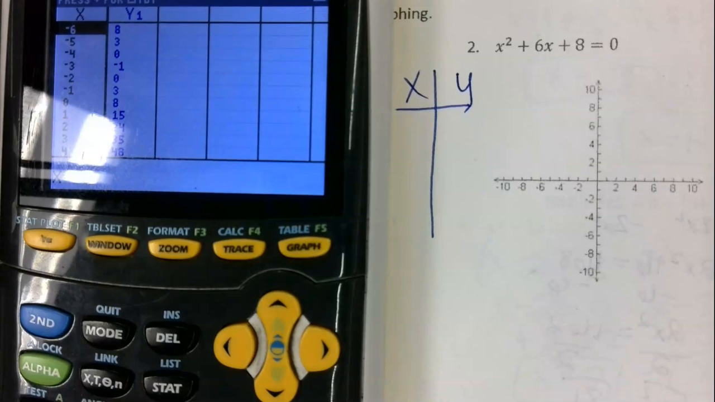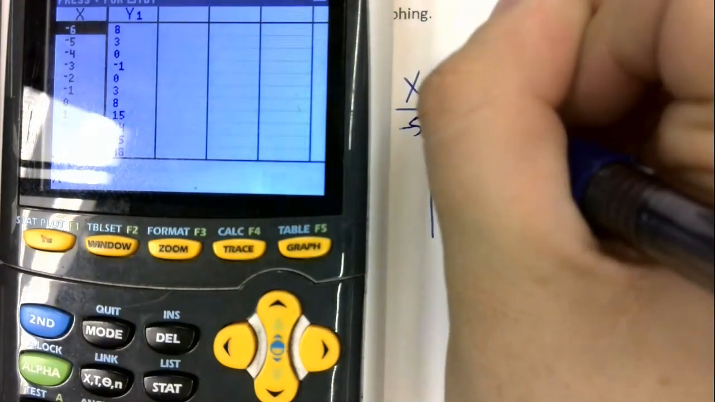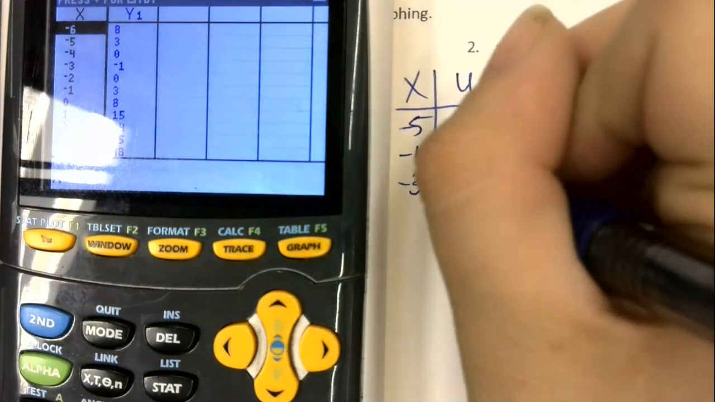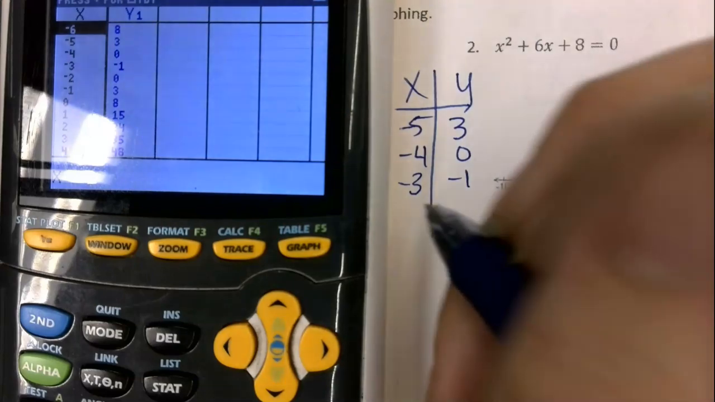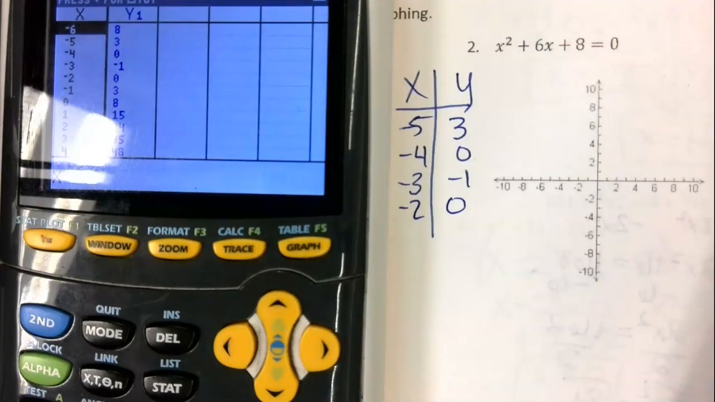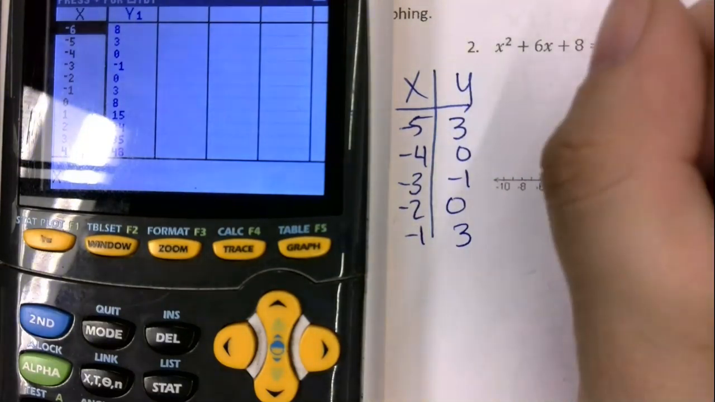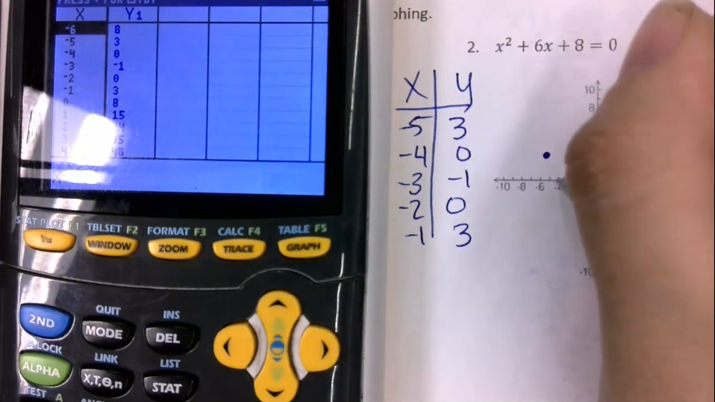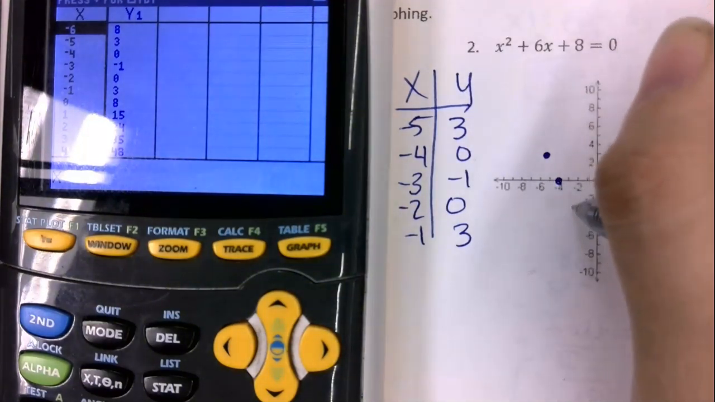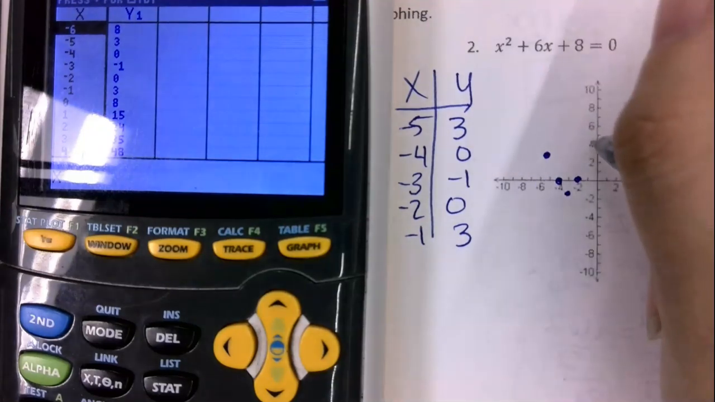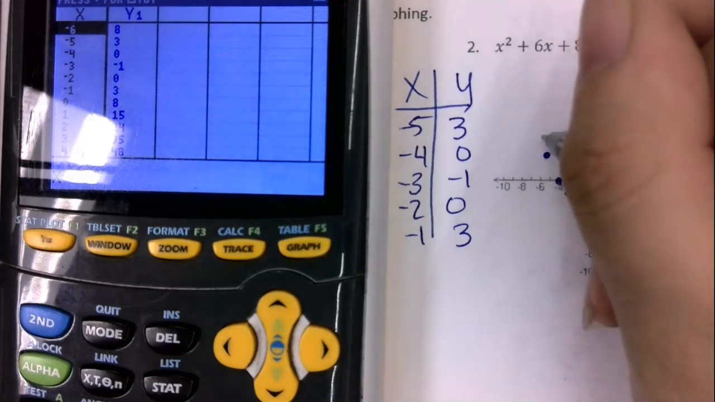I am going to do 5 points starting at negative 5. So negative 5, positive 3, negative 4, 0, negative 3, negative 1, negative 2, 0, and negative 1, 3. So I'm going to plot those points. Negative 5, 3, negative 4, 0, negative 3, negative 1, negative 2, 0, and 1, 3.